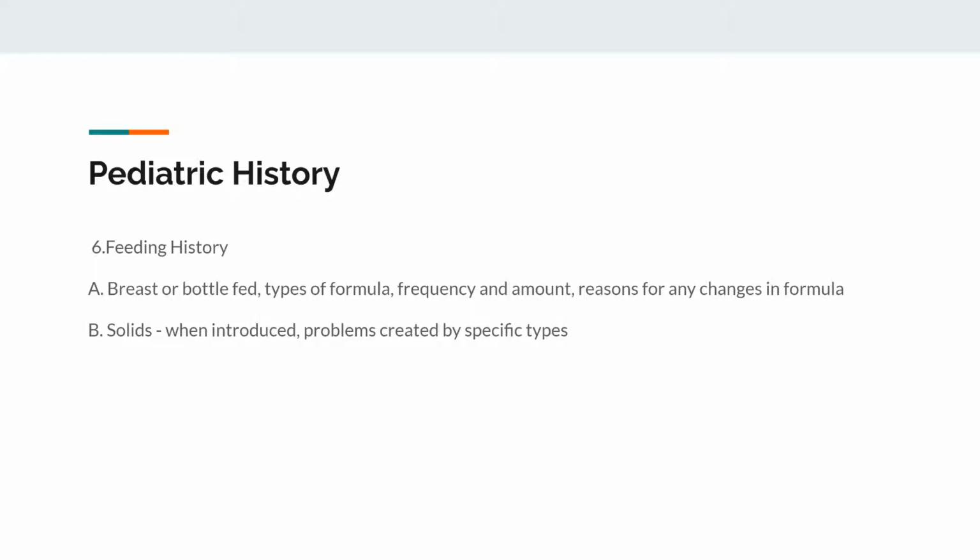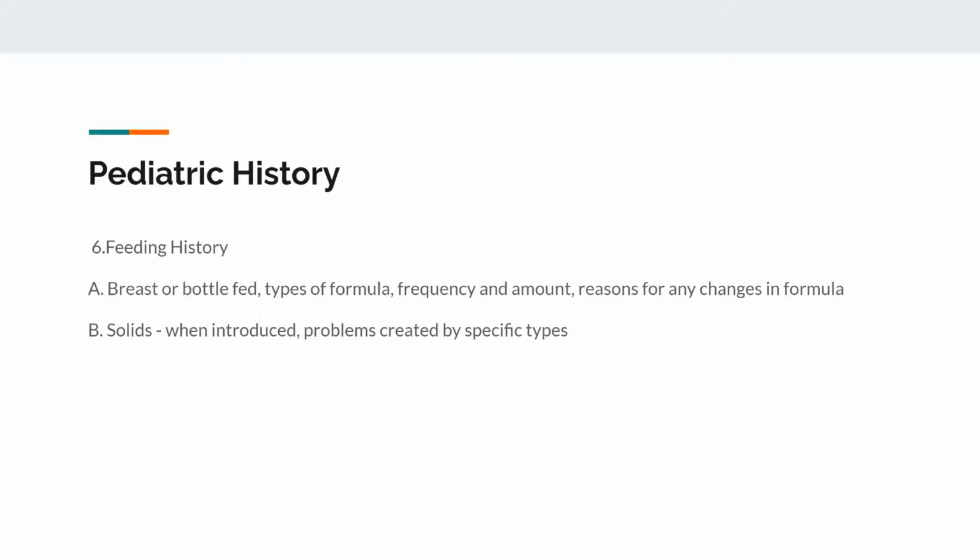Then we come to solids. Solids, when introduced, we start introducing semi-solid food by 6 months. The problems created by specific types of foods. If a kid is fructose intolerant, he has a fructose metabolic disorder, you give that kid banana mash when he's 6 months old, he's going to develop some problems.